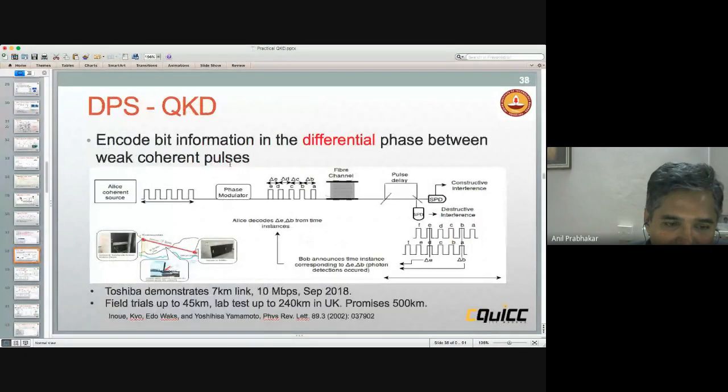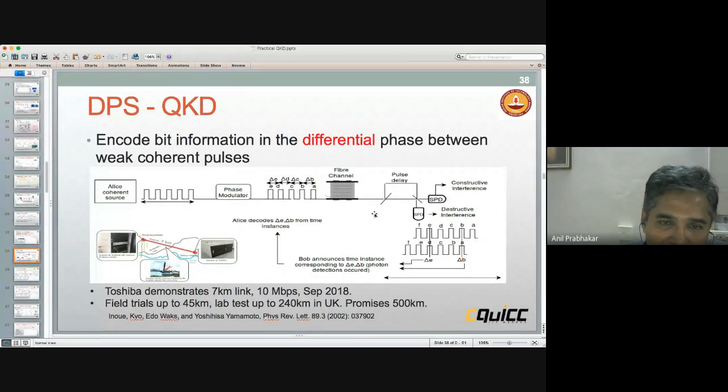In the differential phase, which was proposed in 2002, they basically put the information between two pulses of light, between A and B. And then they ran it through this delay line interferometer. And if the difference between A and B was equal to the difference between D and C, then they would get constructive interference. Otherwise, they would get destructive interference. And that told you again whether it was 0 or a 1, right?